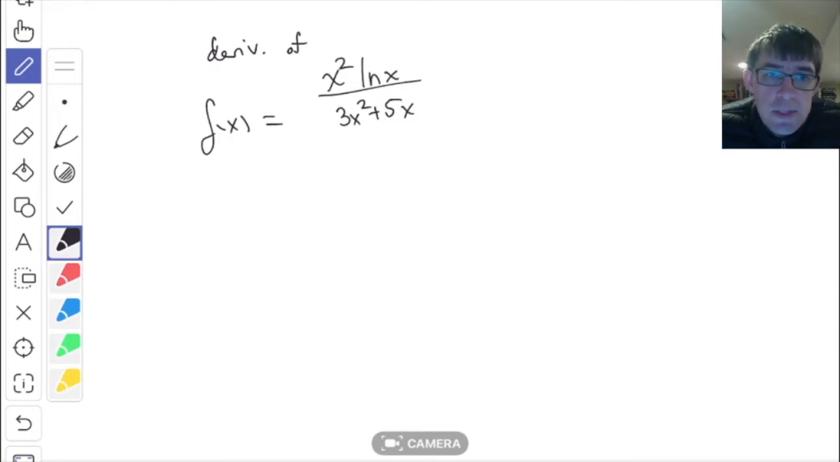In particular, in this example, we're going to have to use both the product rule and the quotient rule, because up top you see a product, x squared times ln x, right? That's a product. And on the bottom, it's not a product, but overall it's a quotient because there is a top and a bottom. These can be a little confusing, but the way you want to approach this one is, overall, it is a quotient. It has something on the top and something on the bottom.